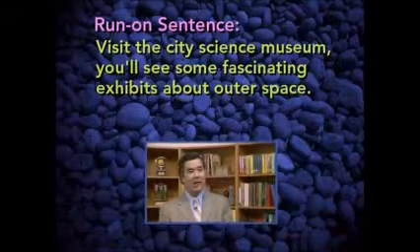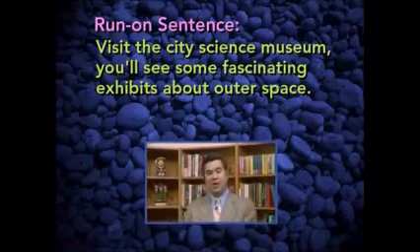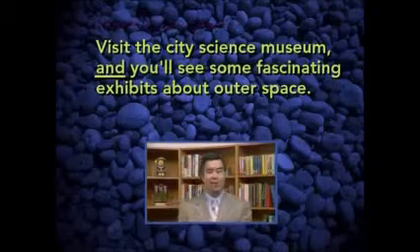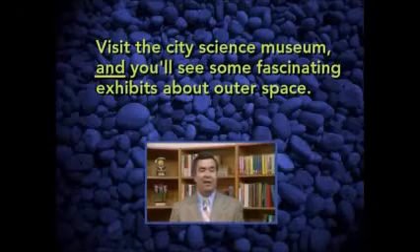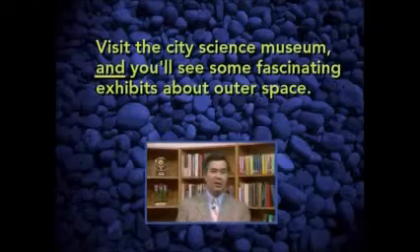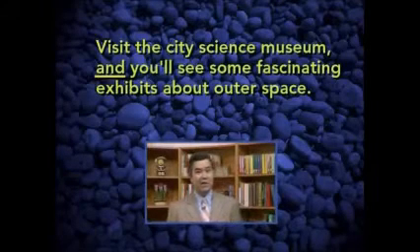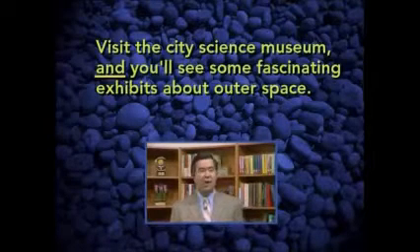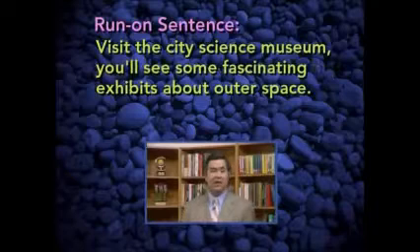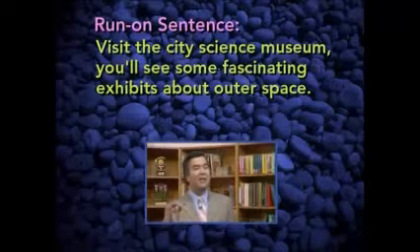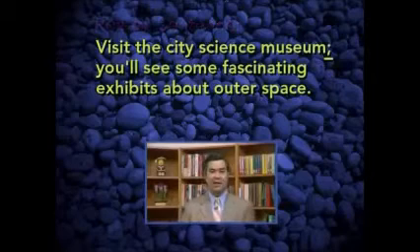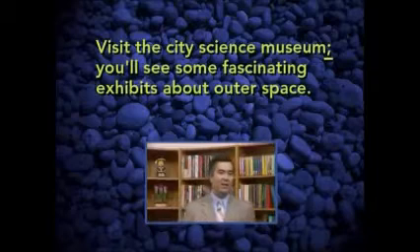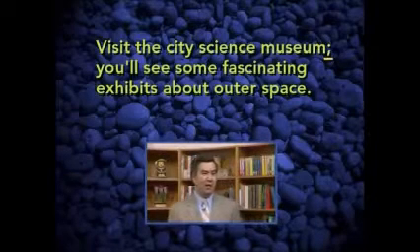Remember our rules about how to create a compound sentence. One way to correct this would be to use a comma and a coordinating conjunction. And in this case, the coordinating conjunction and seems like the natural choice. So the sentence would be correct if it read, visit the City Science Museum, comma, and you'll see some fascinating exhibits about outer space. Another way to correct the run-on sentence would be to substitute a semicolon for the comma. Then the sentence would read, visit the City Science Museum, semicolon, you'll see some fascinating exhibits about outer space. That would also be correct.